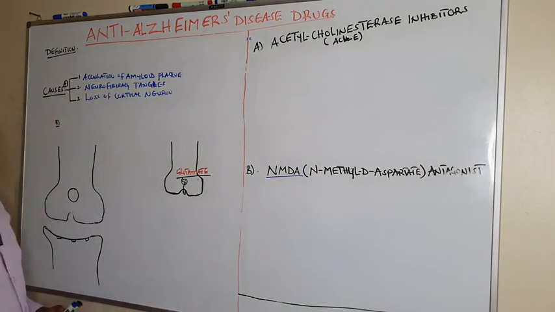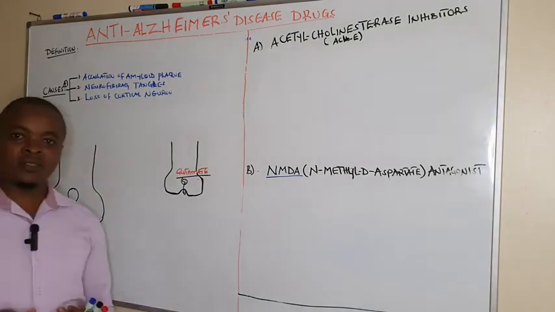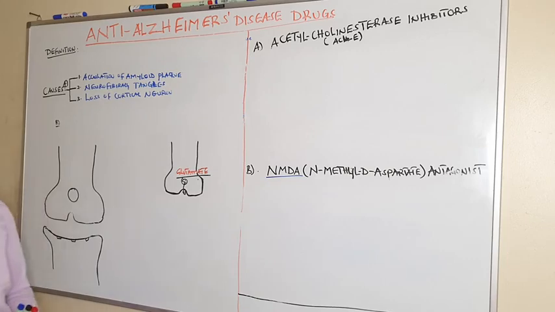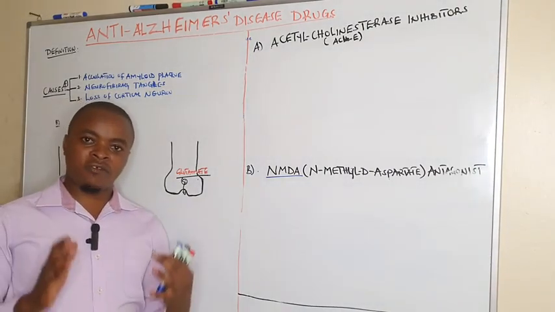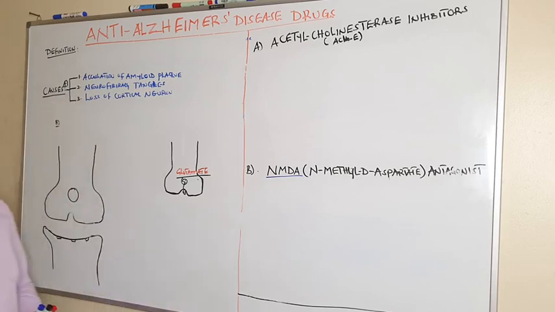And what is Alzheimer's? We want to start by defining what Alzheimer's disease is, what causes are suggested to lead to Alzheimer's disease, and the different drugs, plus their indications and adverse reactions, and how they occur.